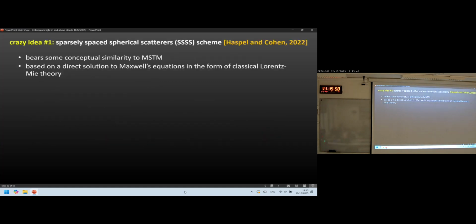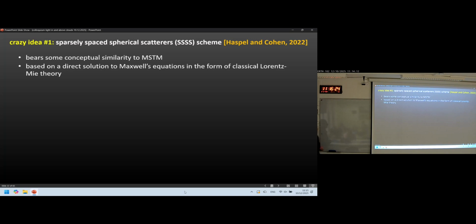So here's, according to the title of my talk, 2 crazy ideas. Here's crazy idea number 1. Can we take the solution we already have from Gustav Mie that we've been using for decades on a single drop and use it for all the drops in a cloud? I gave it a shot, and I called this the sparsely spaced spherical scatterer scheme. Not easy to say, but that's exactly what it is.